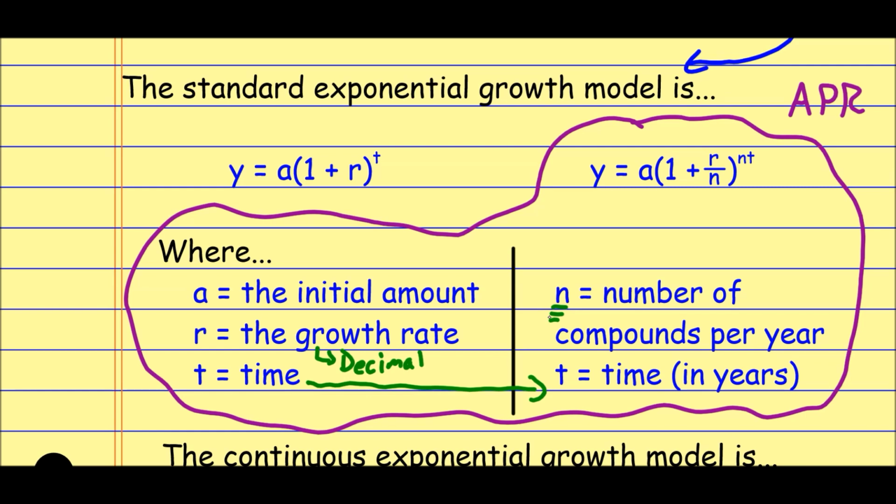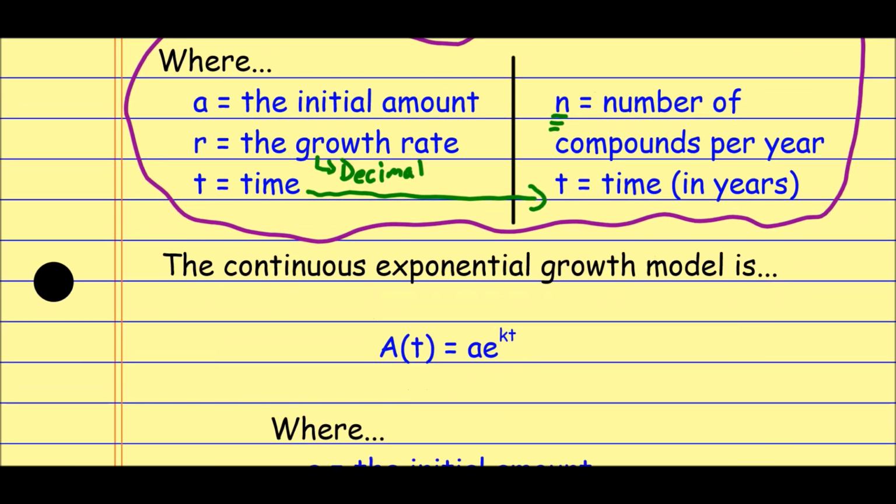If it says compounded quarterly, that means you're going to compound it 4 times per year, so then n would be 4. Compounded daily, n would be 365, okay? So it's just basing this on years. So n is the number of compounds per year, okay? The second model for this is the continuous model.